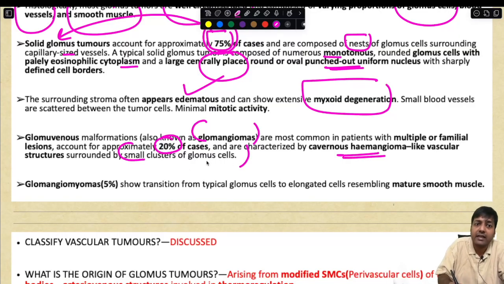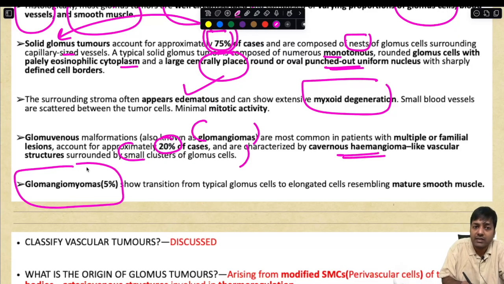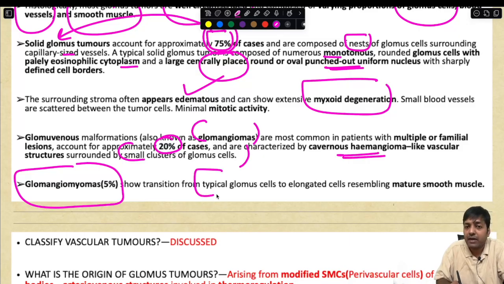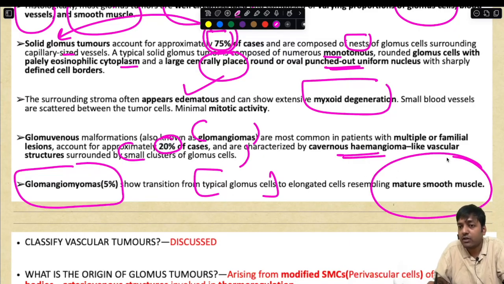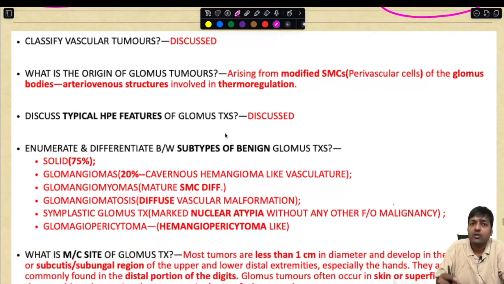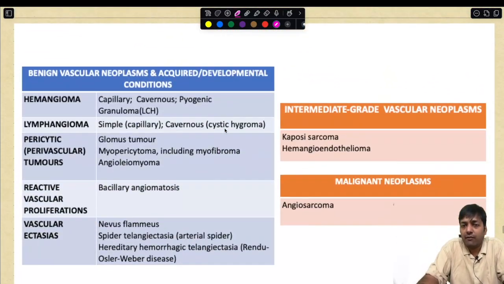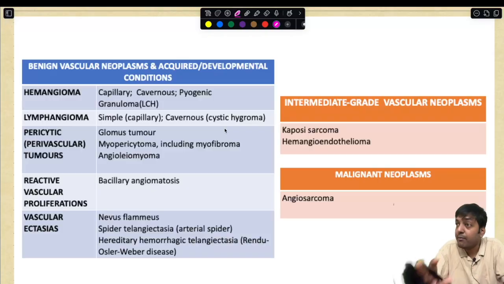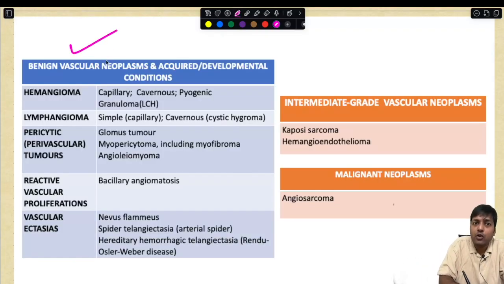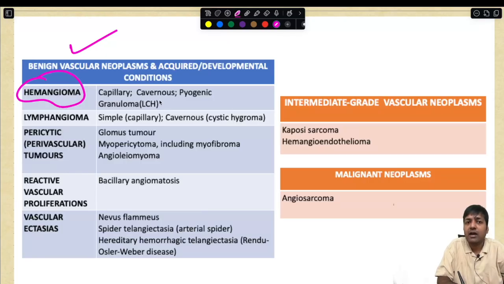This is the second variety, glomangioma, and third is glomangiomyoma, which represents 5% of the remaining cases. Such cases show transition from typical glomus cells to elongated cells resembling mature smooth muscle cells. That is glomangiomyoma. Okay. So, classification of vascular tumors. I will tell you, just follow this very simple classification. First is benign vascular neoplasms, including perivascular and acquired developmental conditions. So you have hemangioma. Broadly we have capillary hemangioma, a subtype of which is lobular capillary hemangioma or pyogenic granuloma.